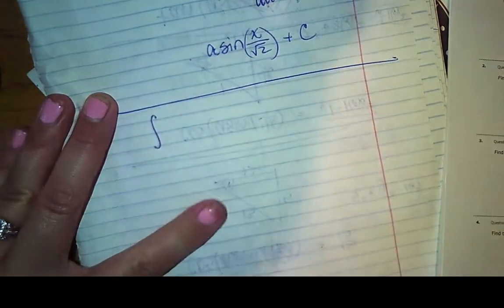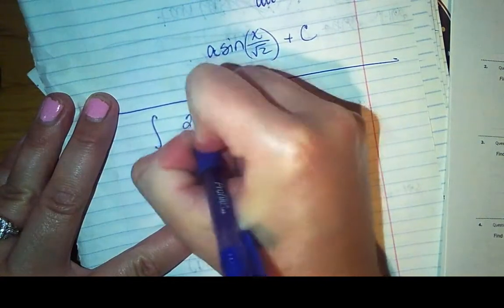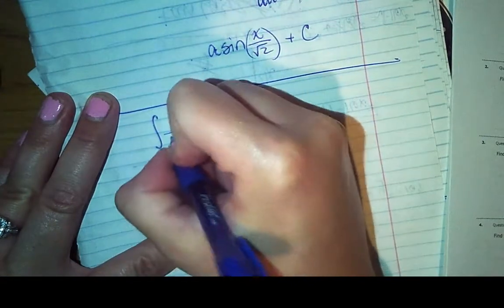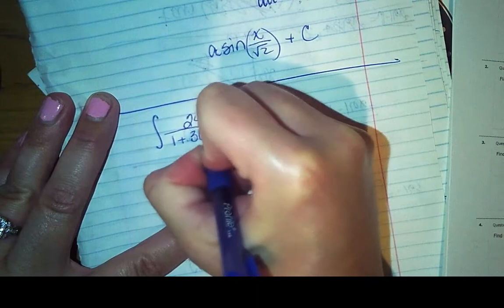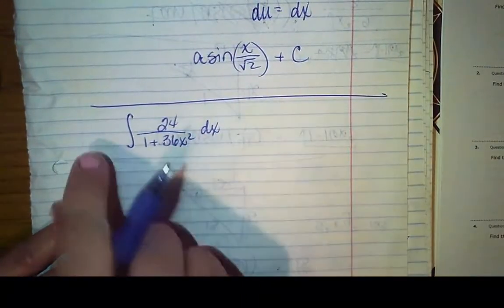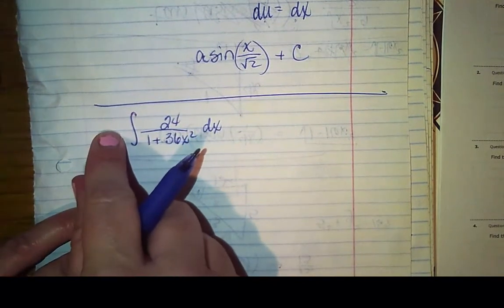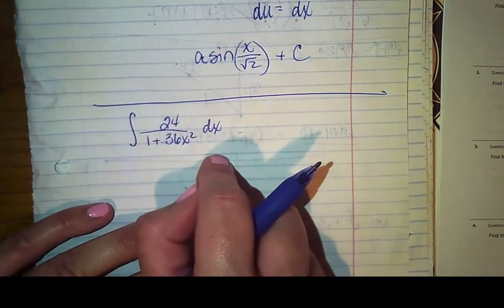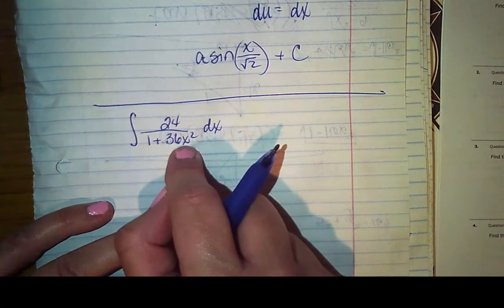And then I can see if it'll morph into an inverse trig function. So the next one says I have the integral of 24 over 1 plus 36x squared dx. So remember, 24's job can either be a constant multiple, so I can drag him out front and change this into a 1, but I may or may not need him.